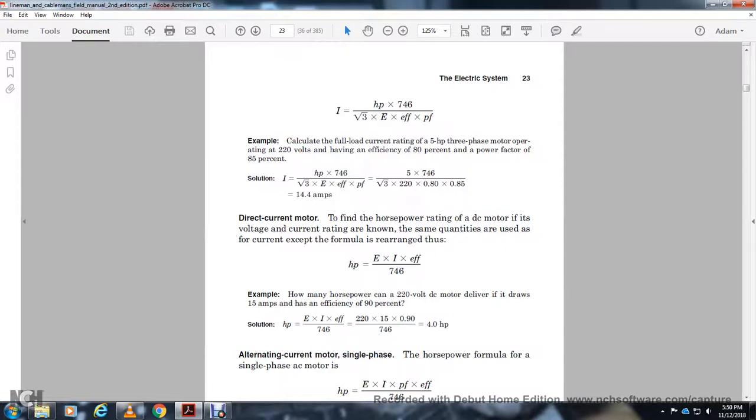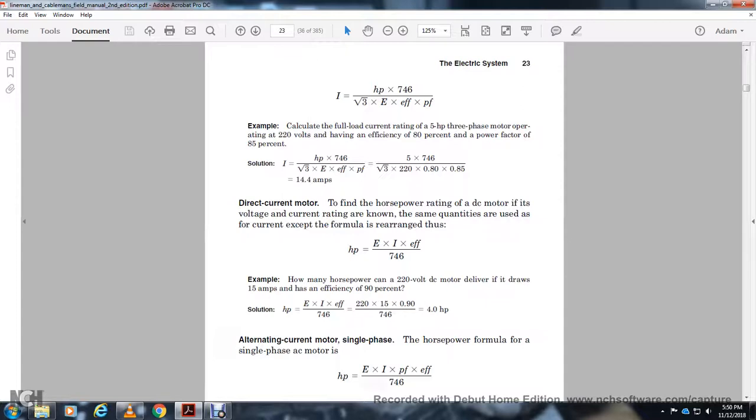Direct current: to define the horsepower rating of a DC motor with the voltage and current rating known, the quantity of current expected is used. The formula is thus: the horsepower is equal to the voltage times the amps times the efficiency, over 746. How many horsepower can a 220 volt DC motor deliver with a draw of 50 amps and an efficiency of 90%? You'd have 220 times 50 times 0.9, over 746, which is about 13 horsepower.